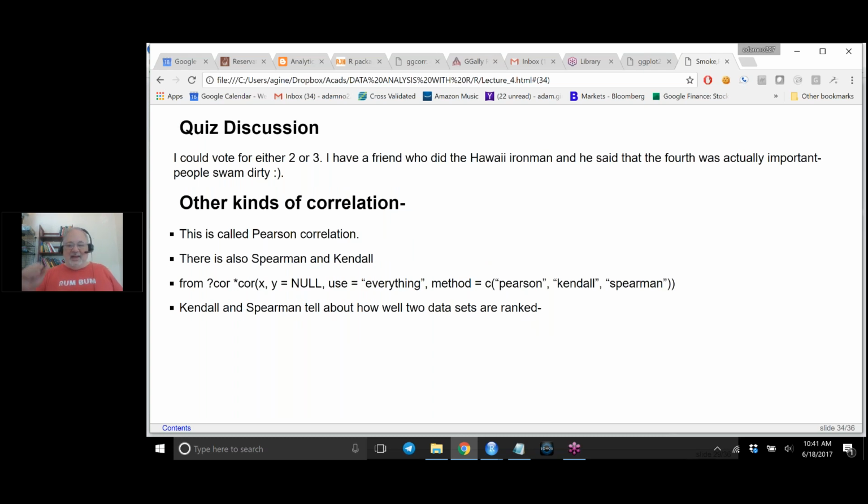Okay. Any more questions on the IMH data set? So that's just a little overview of some of the things they talked about in the text.